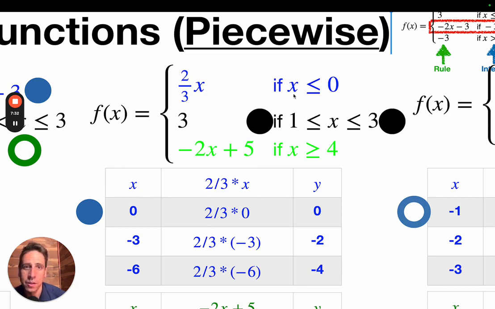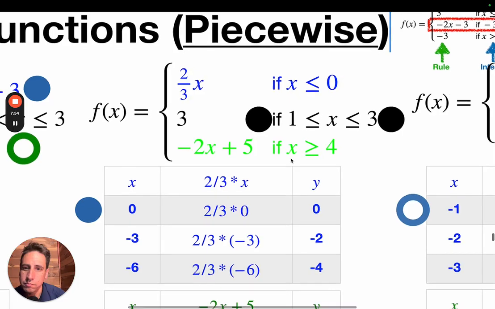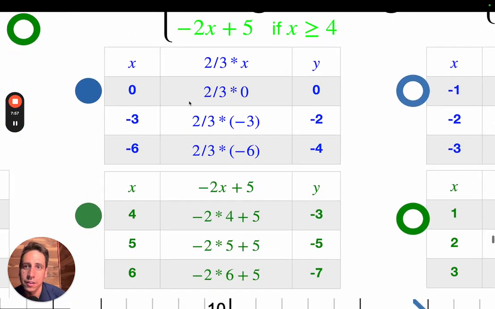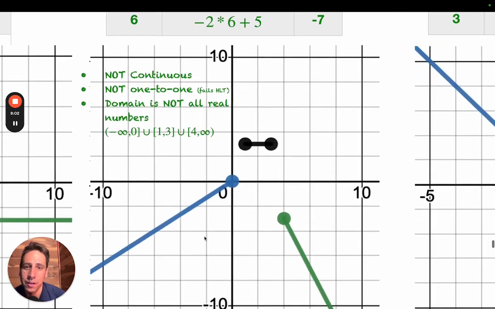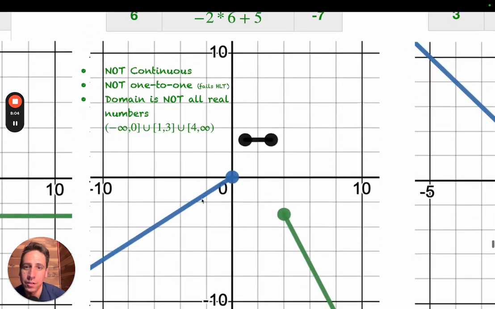I'm going to go 0 times negative 2/3 is 0. Negative 3 times 2/3 is negative 2. And negative 6 times 2/3 is negative 4. This 0 right here corresponds to this dot, and I know it's a closed dot because of the or equal to part of this symbol. So you can see in blue, I'm plotting these points, and at 0, 0, there's going to be a solid dot right here. Boom, solid dot, and then going in this direction, you've got the other points.